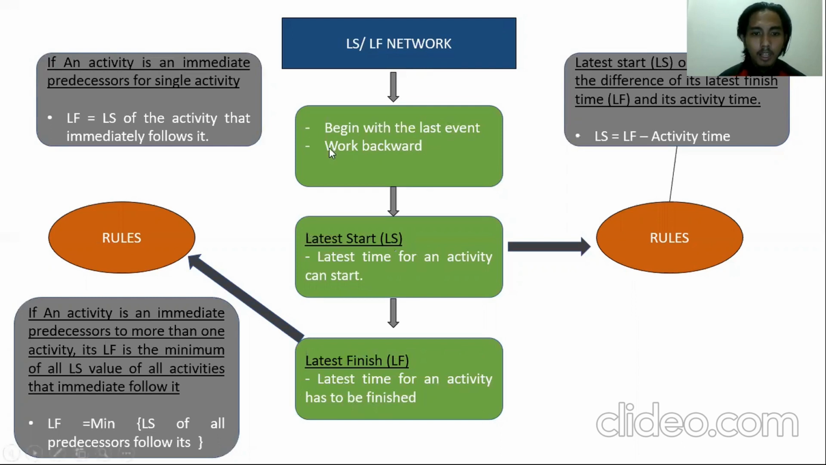For the LF, there are two rules. The first rule is if an activity is an immediate predecessor for a single activity, the LF is equal to the LS of the activity that immediately follows it. The second rule is if an activity is an immediate predecessor to more than one activity, its LF is the minimum of the LS values of all activities that immediately follow it.